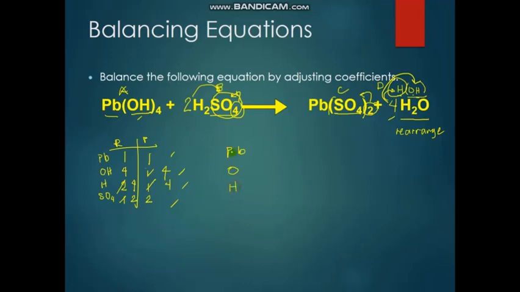So you have lead, oxygen, hydrogen, sulfur. Those are the present elements. Lead is found in A, and 1. A is equal to C. Next, oxygen. It is found in A. This subscript multiplies all the atoms inside the parentheses. So we have 4A.